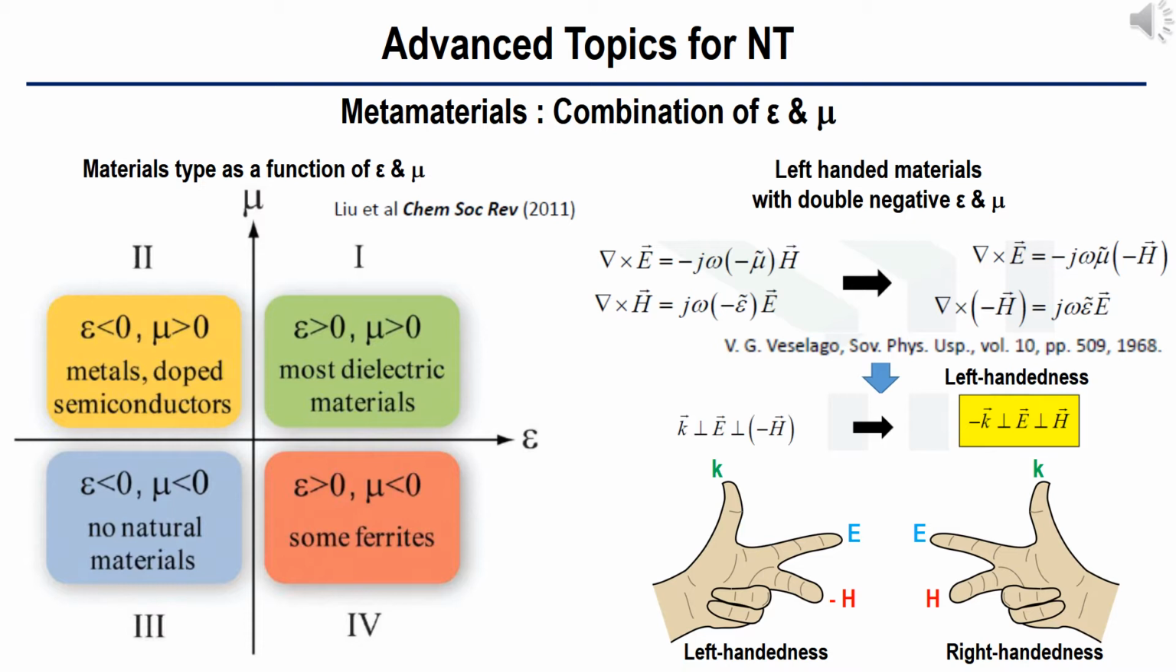If you use your right hand, you can make your thumb, index finger, and middle finger for wave vector k, electric field E, and magnetic field H, respectively. However, for the double negative materials, you can use your left hand for k, E, and H, respectively. Therefore, we call the double negative materials left-handed materials.